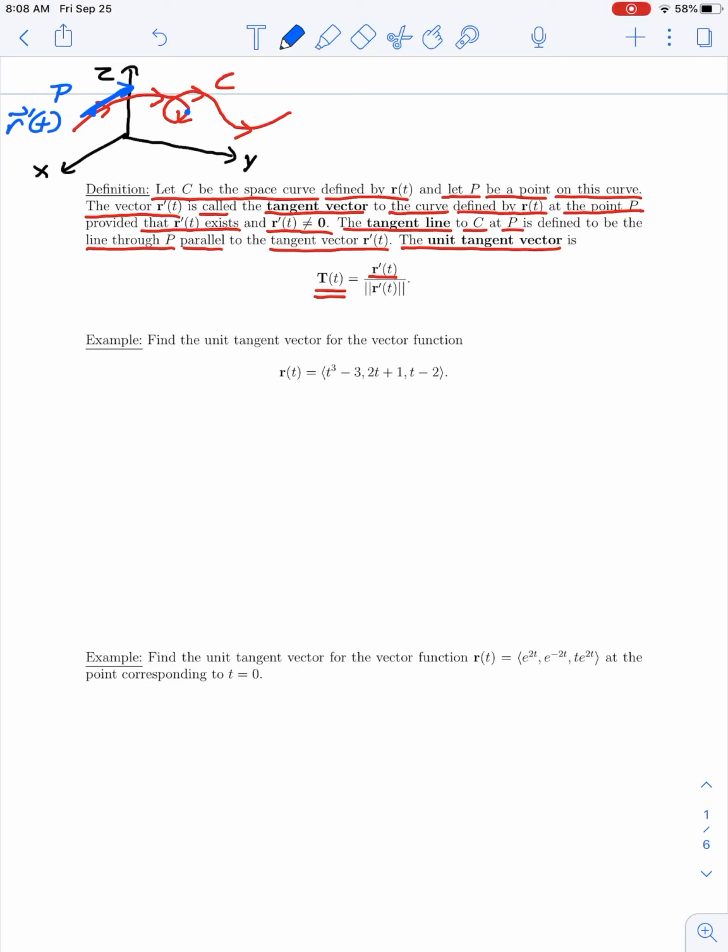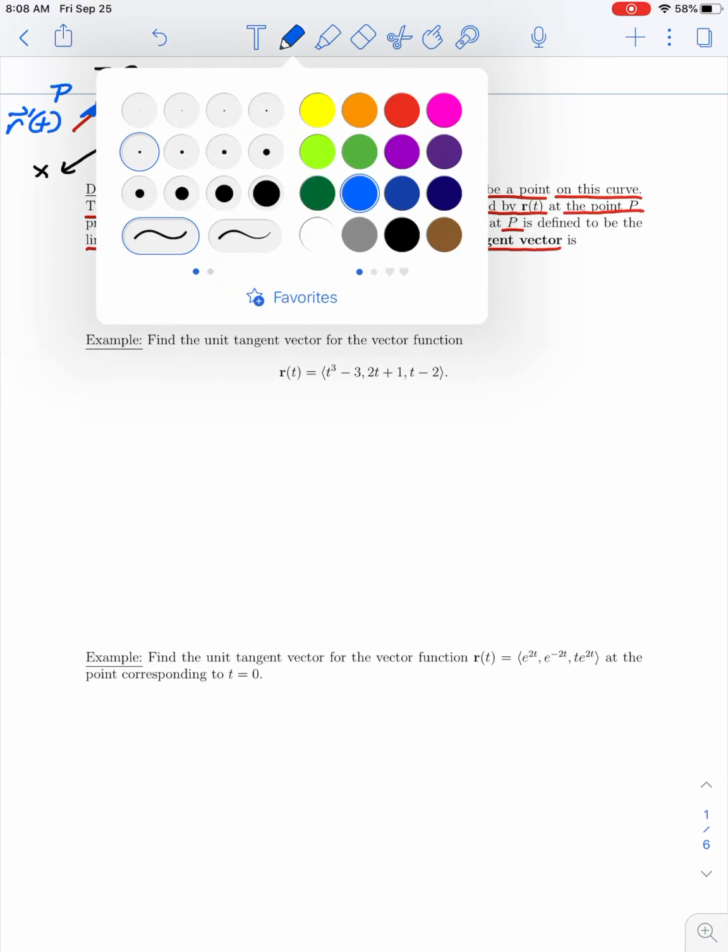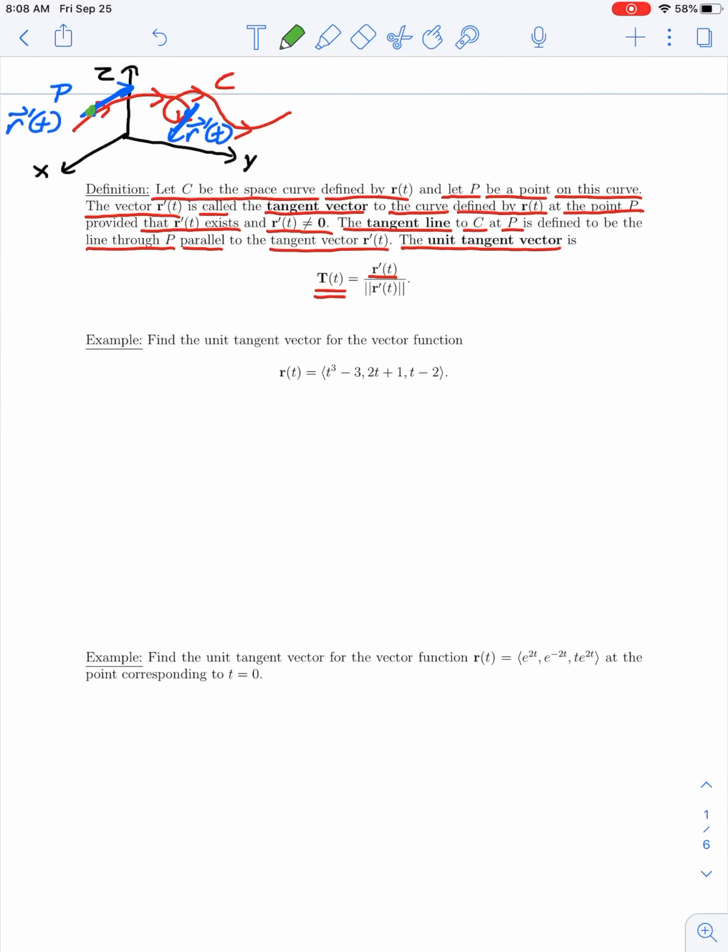And of course, as we choose different points on our curve, the tangent vector, r prime of t, will change its direction. So we were defining something called the unit tangent vector as the unit vector. So that is a vector of length 1 that is pointing in the same direction as our tangent vector, but has magnitude 1.